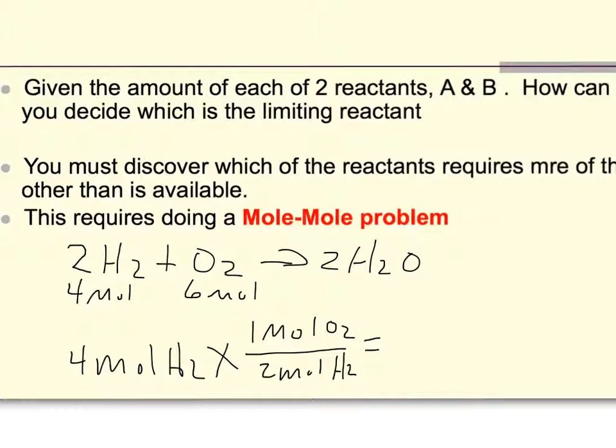Notice that moles of H2 cancel out. We are in moles of O2, and we would need 2 moles of O2 to do the reaction. Now this is what we need, and this is what we have. We have more than enough oxygen, therefore our H2 would be our limiting.